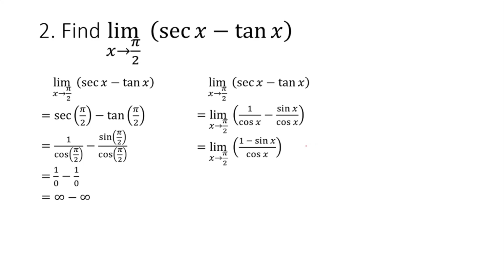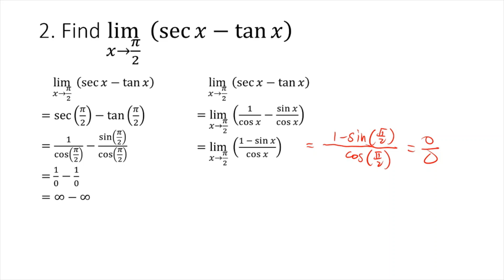Okay, so let's try to substitute. We have 1 minus sine of pi over 2, right? Divided by cosine of pi over 2. Okay, so 1 minus sine of pi over 2. Sine of pi over 2 is 1. 1 minus 1 is 0. And then cosine pi over 2 is 0. So we now have an indeterminate quotient. We are now allowed to apply the L'Hopital's rule.